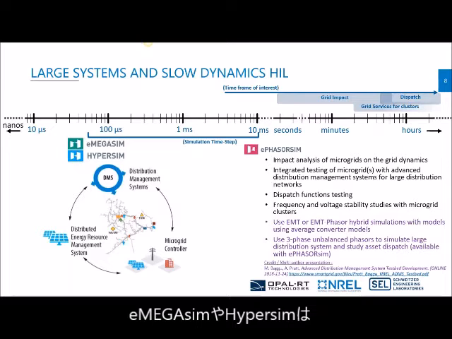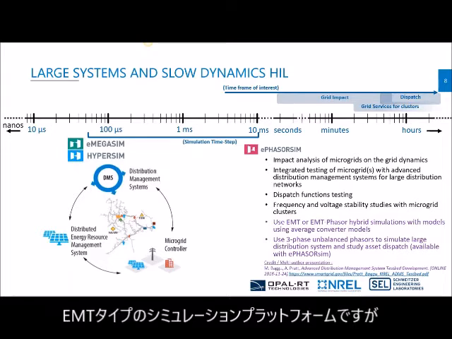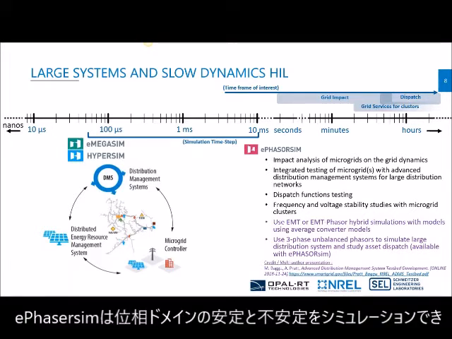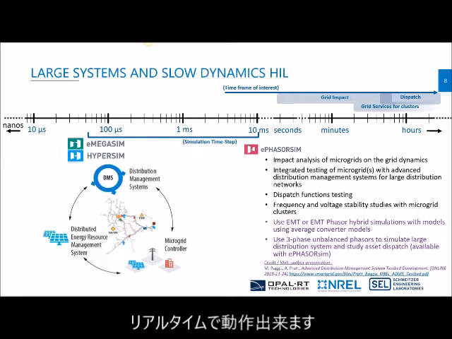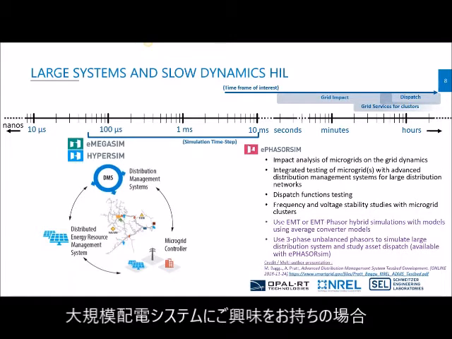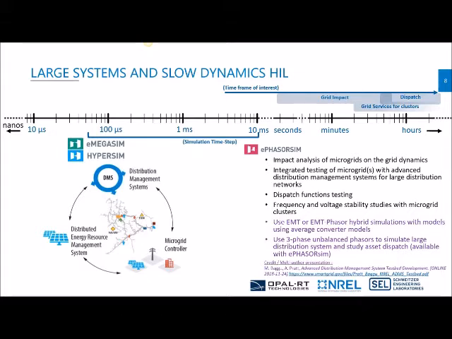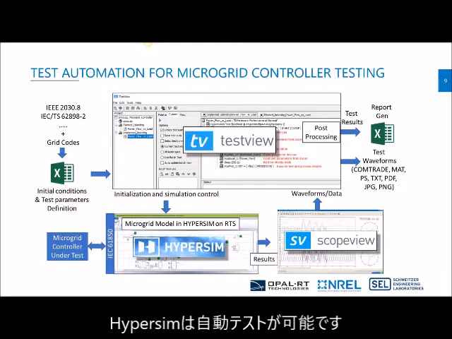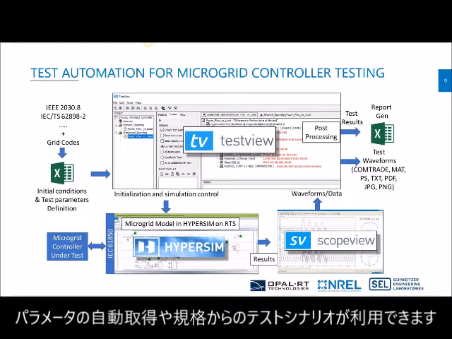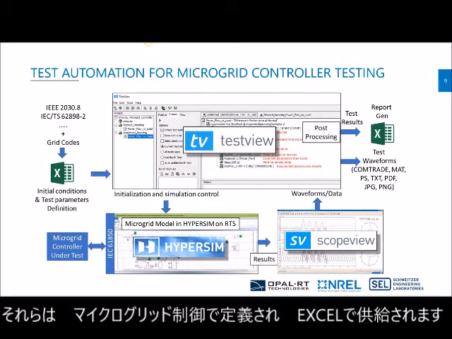Our tools, eMEGAsim and HYPERSIM, again provide you an EMT type simulation platform, but we also have ePHASORsim, where you can do phasor domain simulation, be it balanced or unbalanced, and it really helps you run the systems in real time if you are interested in studying large distribution systems. We also have in HYPERSIM, the HYPERSIM suite, it also offers you test automation, where you can get your parameters and test scenarios from the standards that define testing of microgrid control and control systems.